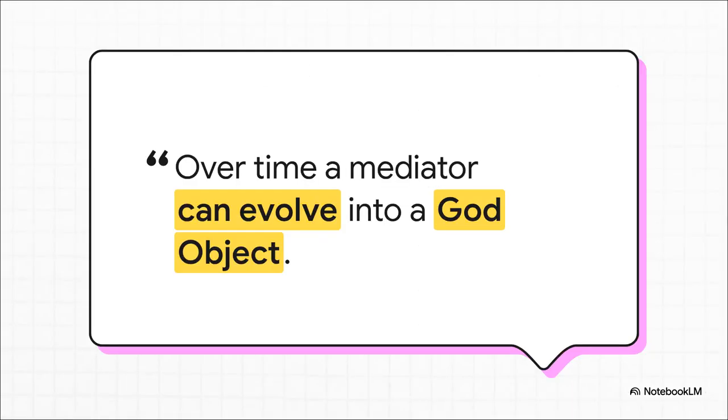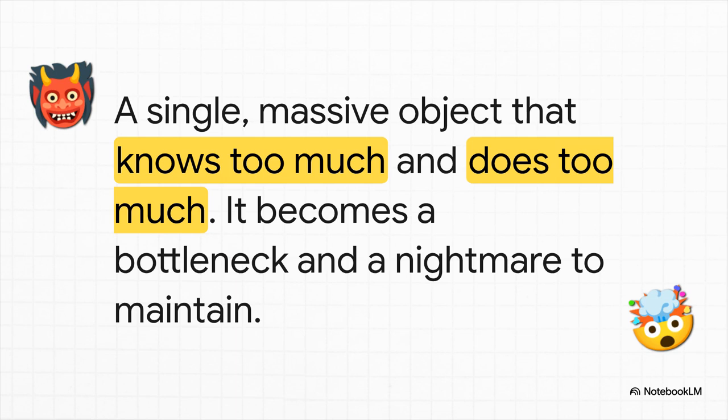But here is the big flashing warning sign. With all this great power comes some pretty serious responsibility. The single biggest danger of using the mediator pattern is that it can slowly turn into something we call a God object. So what's a God object? It's an anti-pattern where one single class just becomes this monster.